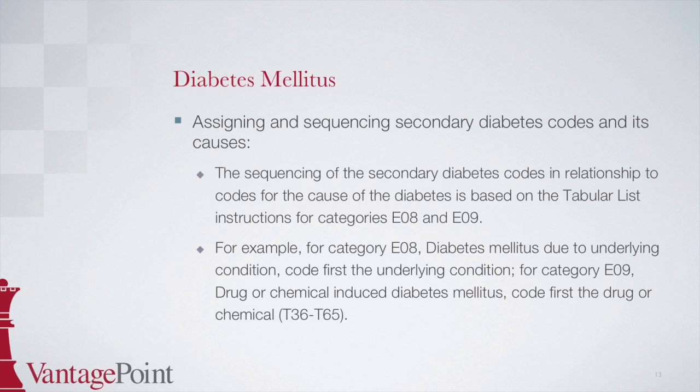For patients who have secondary diabetes, make sure you follow the tabular list instructions for proper sequencing of the secondary diabetes codes and their causes. Category E08 is diabetes due to underlying condition. You would code the underlying condition first, such as cystic fibrosis or cancer, followed by the E08 category code. Category E09 is drug or chemical-induced diabetes. If the patient was taking the prescribed amount of a medication and still developed diabetes as a result, which is known as an adverse effect, you would code the E09 category code first, followed by the adverse effect code. And you would locate the adverse effect code by going to the table of drugs and chemicals.